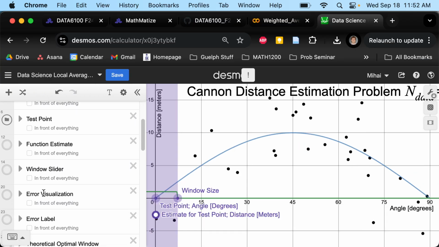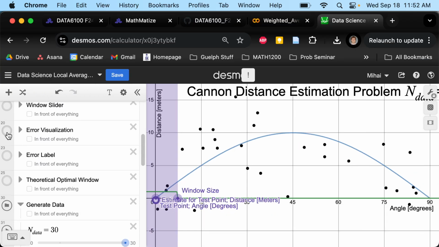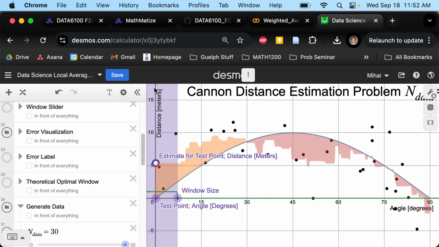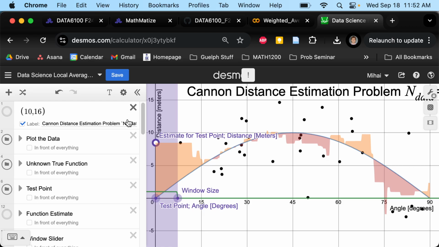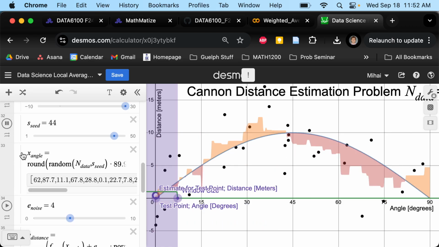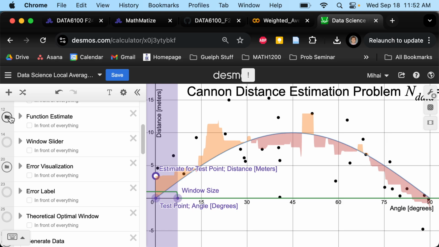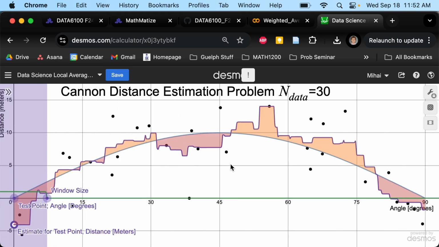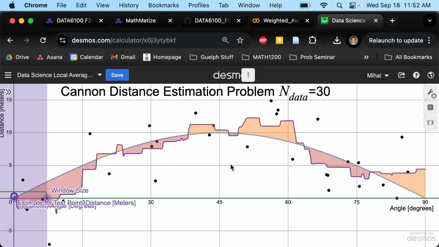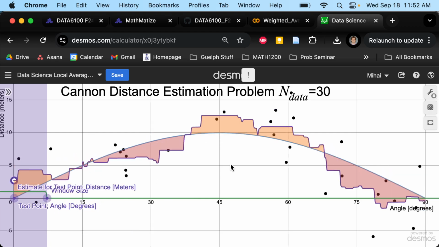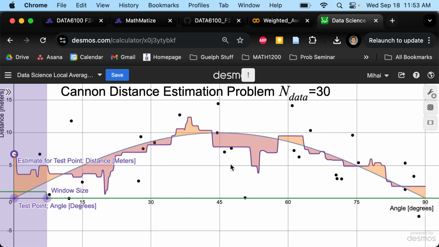Indeed, that is a picture on the Desmos thing. There is this error visualization, which is how much you're under or overestimating. The function you get from doing this, the function estimate, is this purple curve, right? And the purple curve is sometimes over and sometimes under. The error is exactly something like the square of the area. When it's red, you're underestimating. When it's orange, you're overestimating.